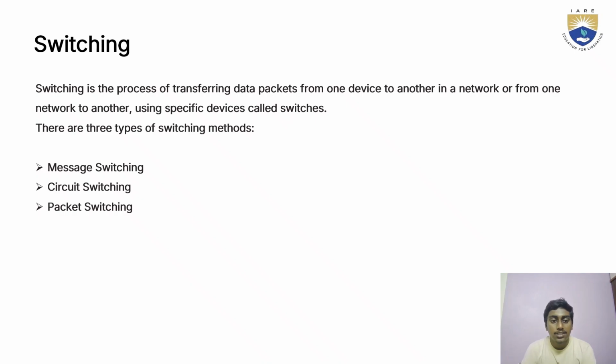Switching. Switching is the process of transferring data packets from one device to another in a network, from one network to another, using specific devices called switches. There are three types of switching methods: message switching, circuit switching, and packet switching.